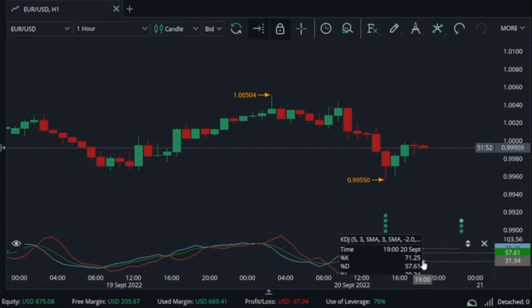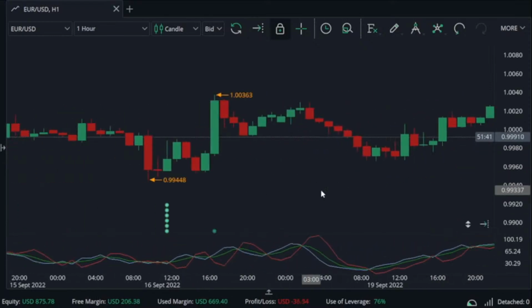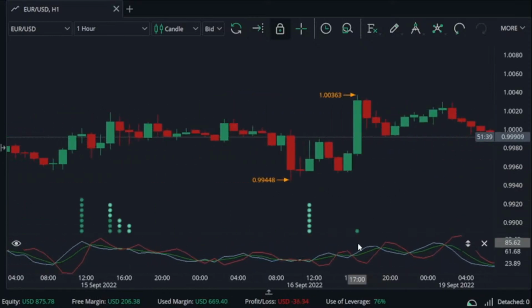So for that we consider this crossover. It has to cross above both these lines. Only in that scenario will we consider it to be strongly bearish. And for bullish sentiments, we have to look at the crossover of the percent K line. It should be above these percent D and percent J, and it should have recently crossed above them, and it should be sustaining like that.